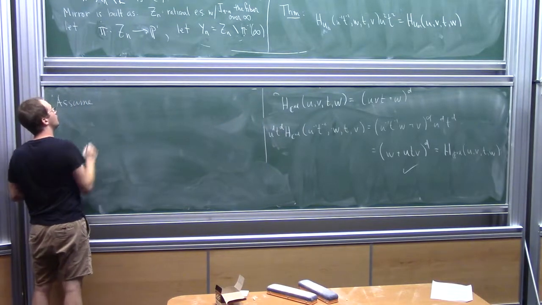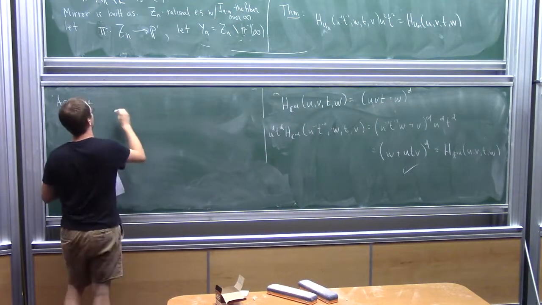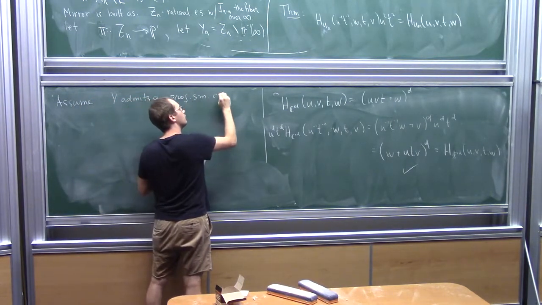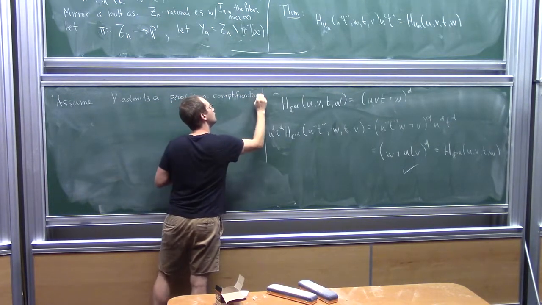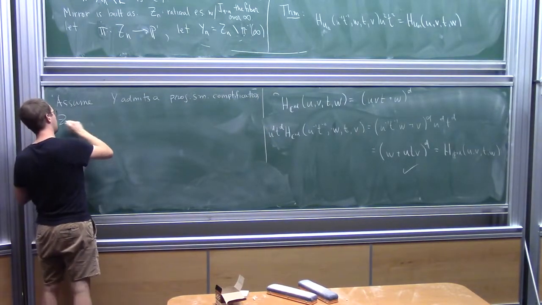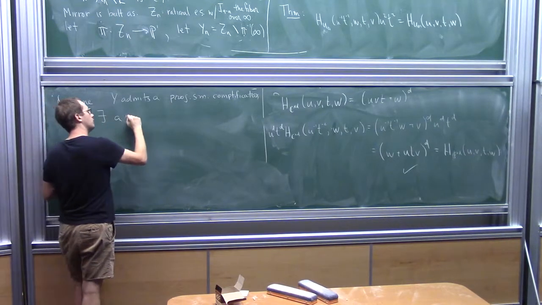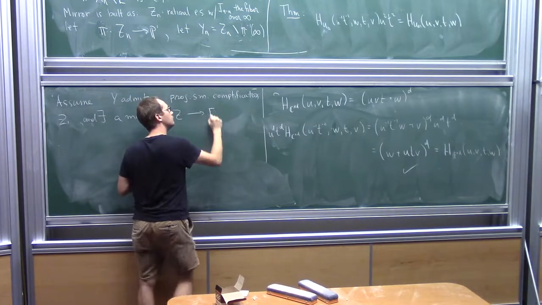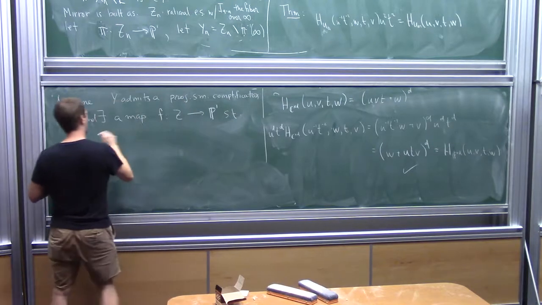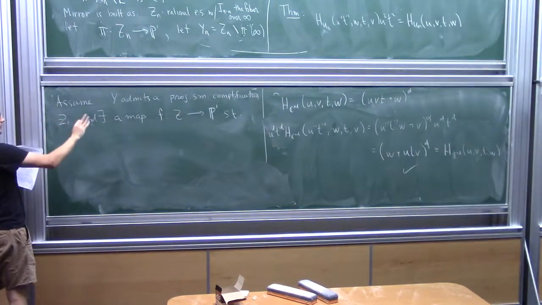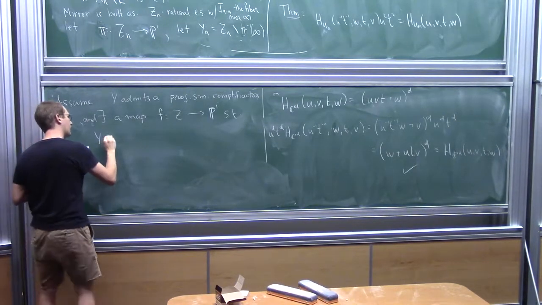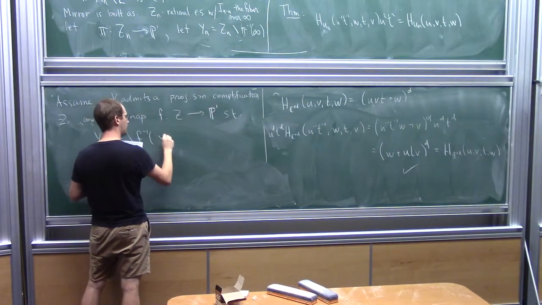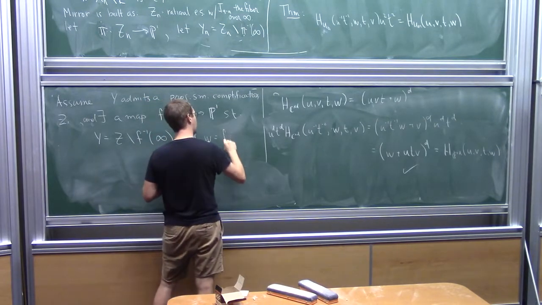So assume that Y admits a projective smooth compactification, which I'll call Z. I'm also assuming that there exists a map F from Z to P1 such that, and this is stronger than the assumptions that Katzarkov, Kontsevich, and Pantev make, but this is the situation that I want to be in, Y is actually equal to the complement of the fiber over infinity of F. So Y is Z minus F inverse of infinity, and W is equal to F restricted to Y.